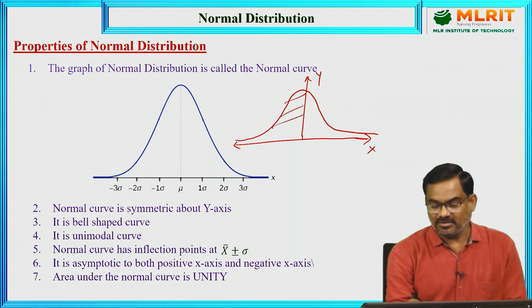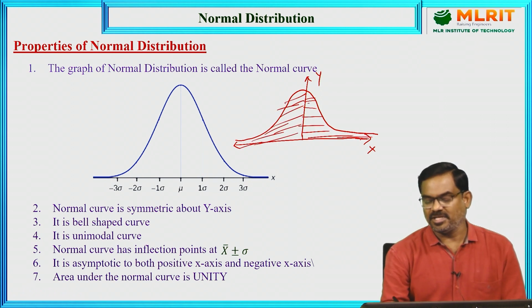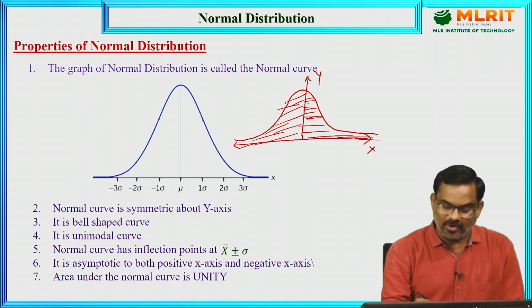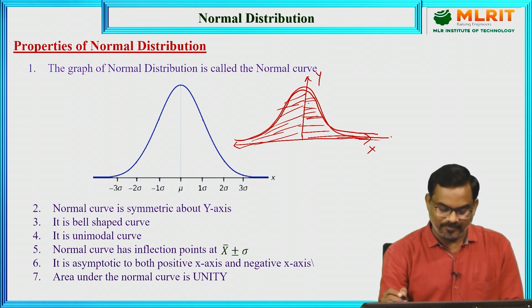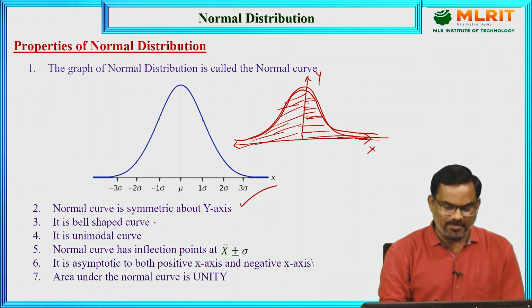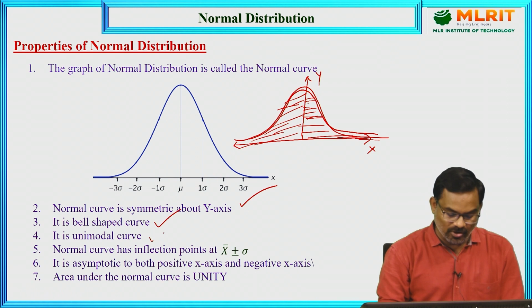So this portion is the same as the portion that lies on the right side of the y-axis. That is called symmetry. It is a bell-shaped curve. The shape of the curve is bell-shaped. So the normal curve is symmetric about the y-axis. It is a bell-shaped curve and a unimodal curve.